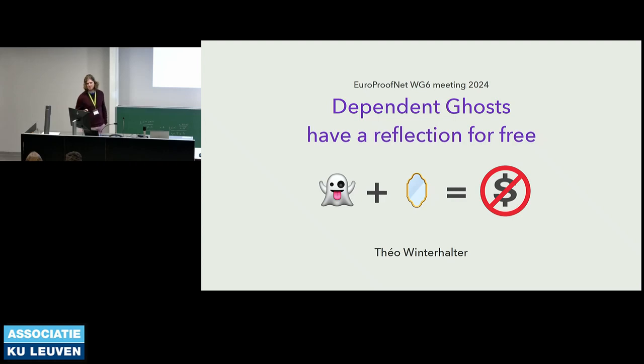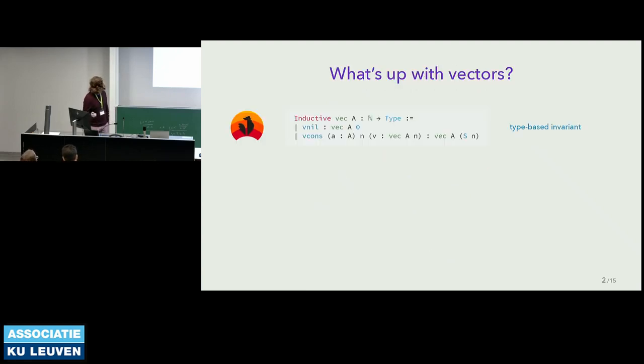But this was also on the way to pursuing the goal of having extensible type theories. So today I want to talk about ghost types and equality reflection. I will start with the example of vectors, the usual example. You just have a type-based invariant for lists that keeps the information about the size.